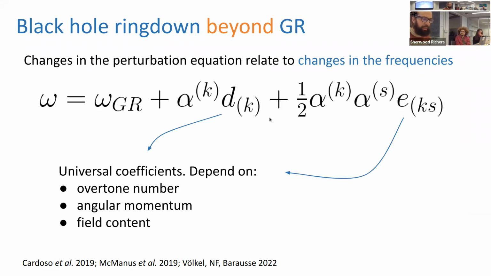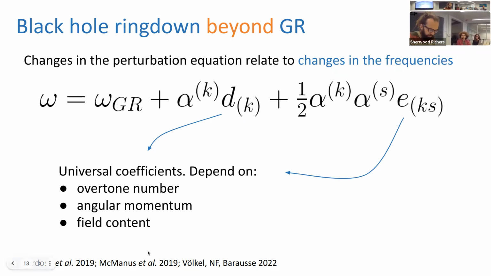Yeah, so what I was saying, these coefficients are actually quite powerful because they're universal. So once you fix the overtone number, the angular momentum, and the field content, so I don't know, polar perturbation for the metric, then they're set. You can compute them once and for all, and then you specify your theory, and you get your quasi-normal modes.